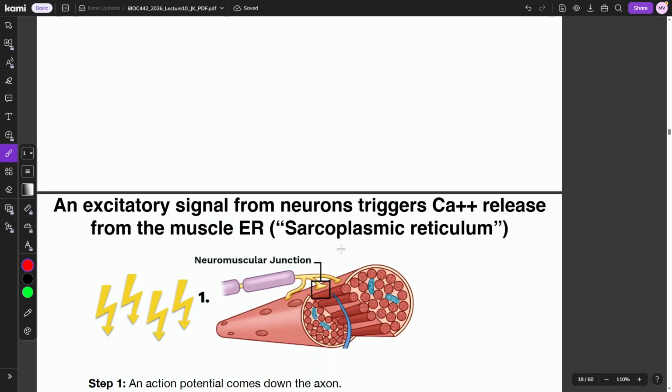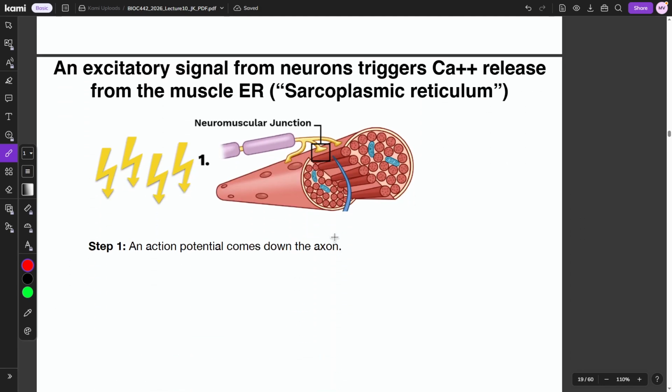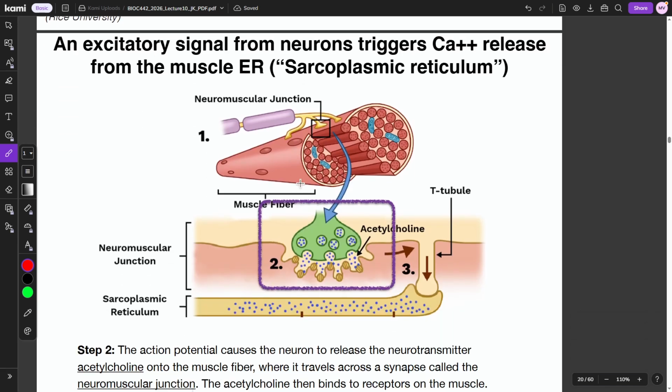So now let's talk about the process of contraction. What you should keep in mind is, first you have to send an excitatory signal from a neuron to trigger calcium release, which is what causes contraction. So basically, the first thing we have to do is send an action potential down a motor neuron. Our brain sends a signal to our motor neurons, and those synapse onto our muscles, and that leads to muscular action potentials. So the excitatory signal from the neuron triggers calcium.